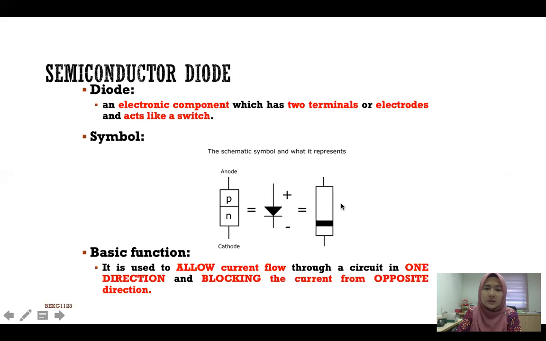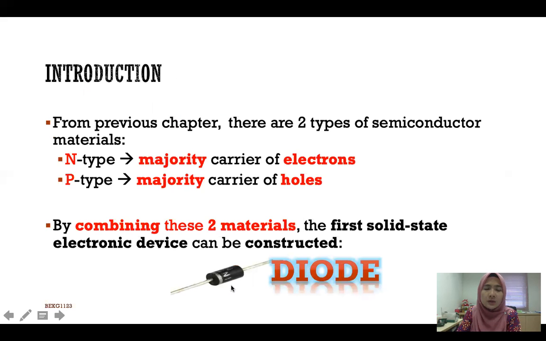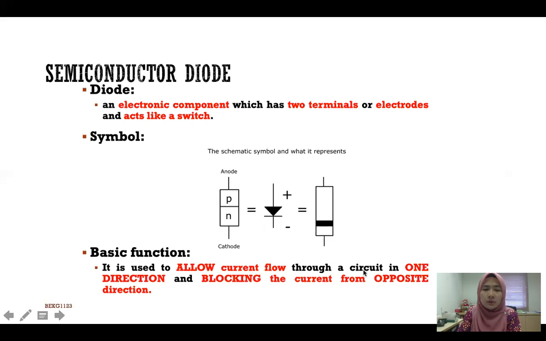This is the symbol of a diode, similar to this one. Remember that I said previously that for a diode you have a line over here. This line indicates a negative polarity. This is negative, this is positive. Same for this one: if you see a line over here, it means this is negative, this is positive. This is the cathode, this is the anode.